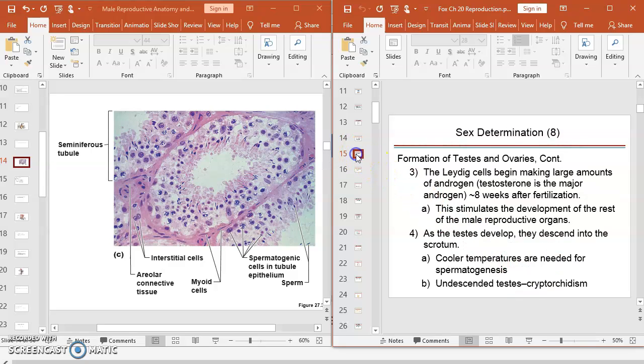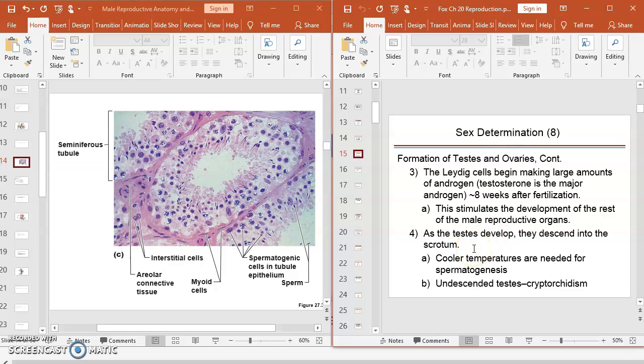Let's go a little further. So the Leydig cells begin to produce large amounts of androgen. Androgen is male hormone. Testosterone is the major androgen. That's about 8 weeks, like I said, after fertilization. Okay, so we're right at the edge of that embryonic period. This stimulates the production of the rest of the male reproductive organs, and the testes develop. They descend into the scrotum. Now the testes are pretty much developed in the abdominal cavity and start to be pulled down into the scrotum by something called the gubernaculum.